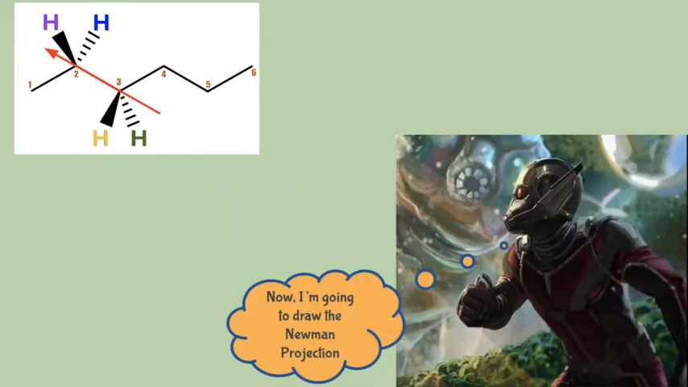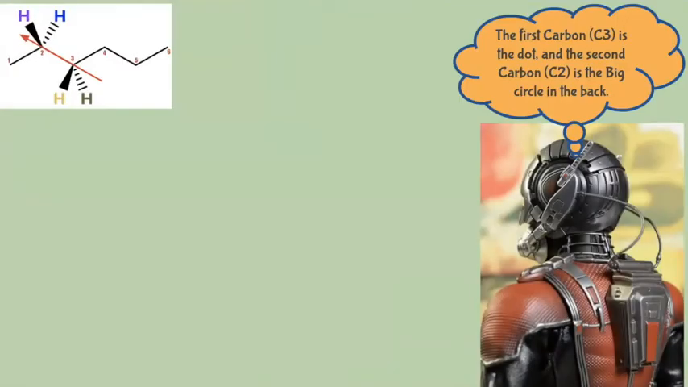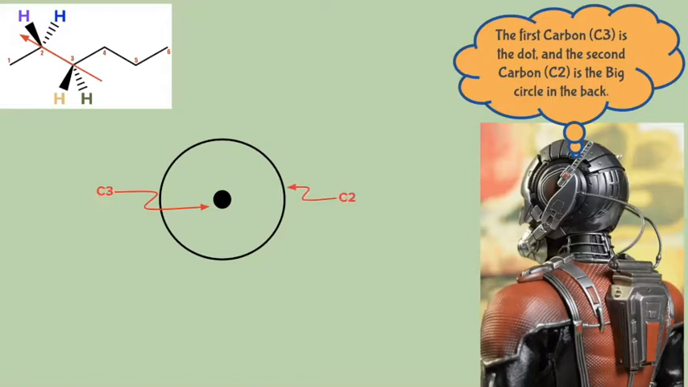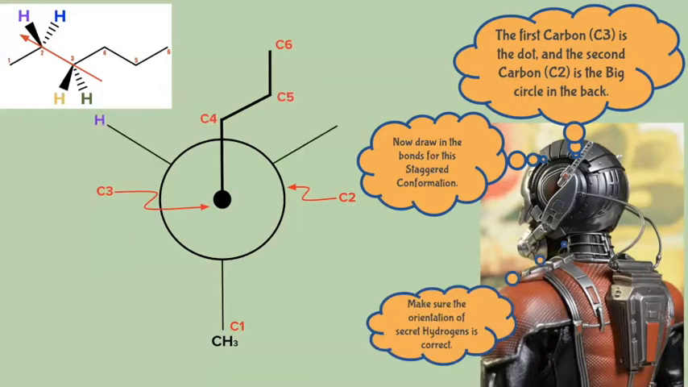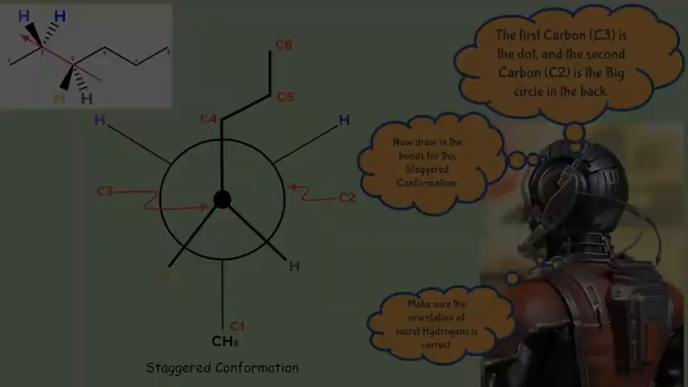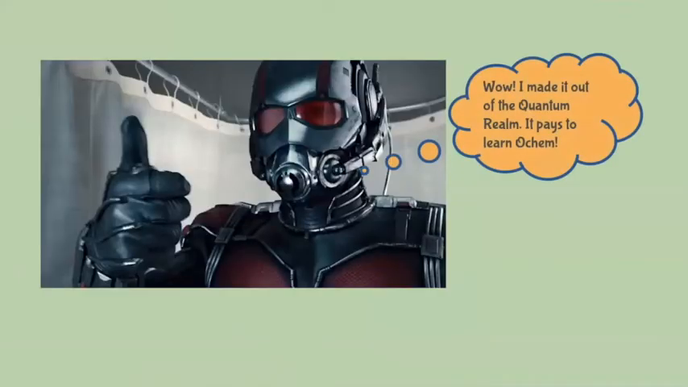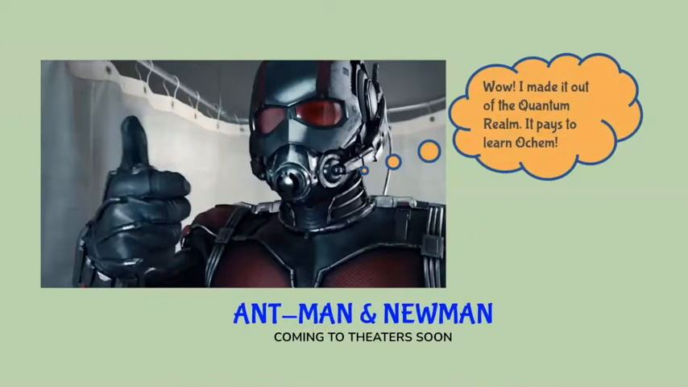Now I'm going to draw the Newman projections. This first carbon is the dot. The second carbon, 2, is the big circle in the back. Now to draw the bonds. So I'm going to go through it faster, and then you can go through it slower. Pretty cool, right? Not bad. Staggered conformation. Wow, I made it out of the quantum realm. It pays to learn OChem. Ant-Man and Newman projections coming to a theater near you.